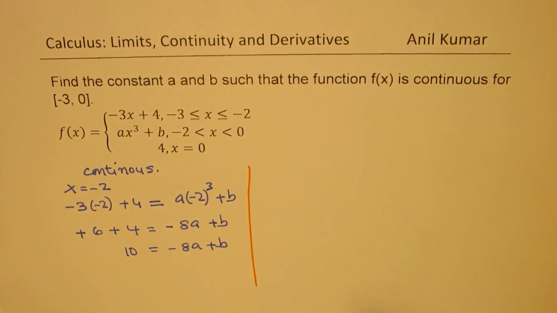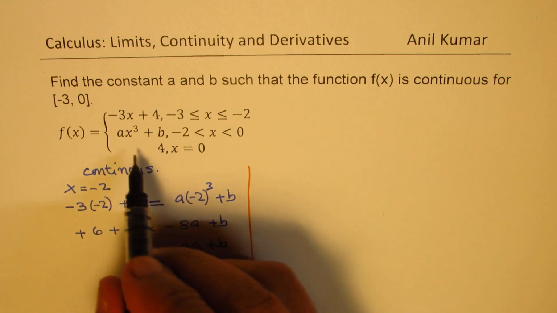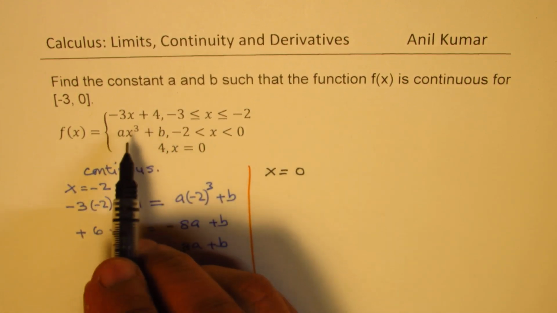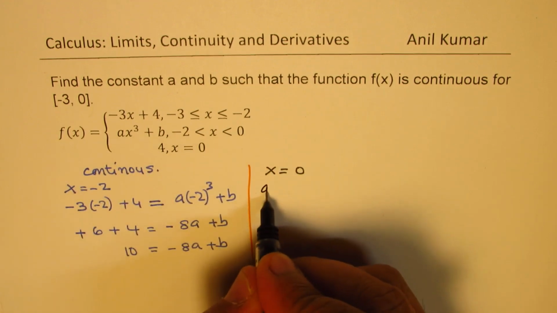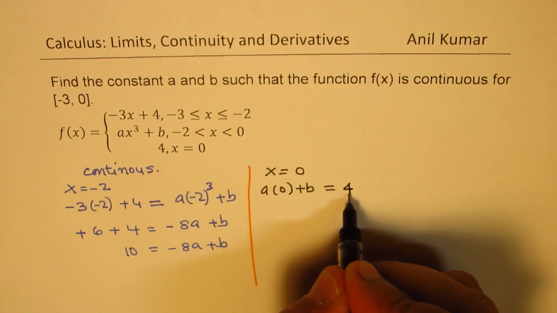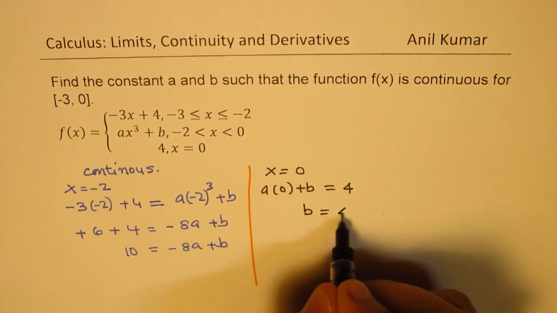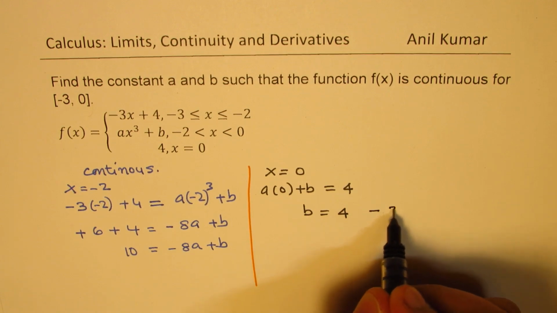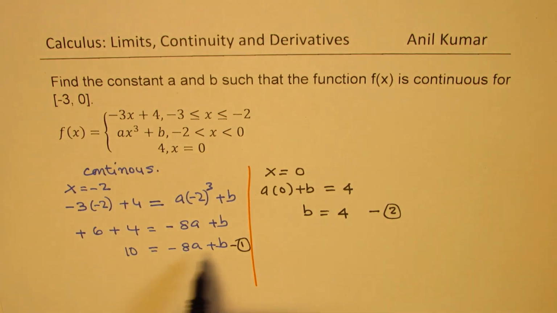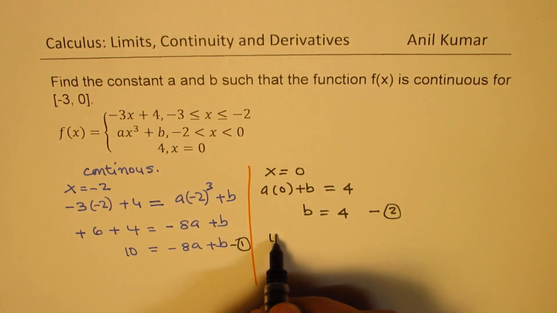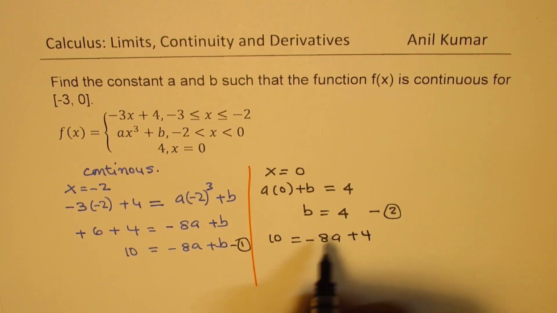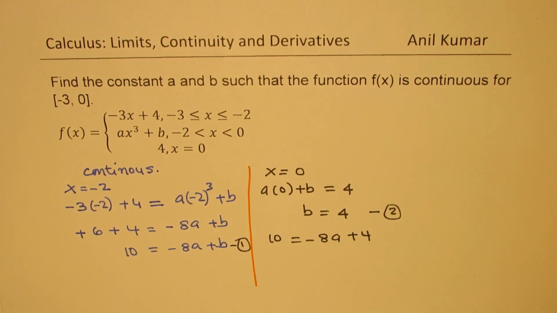The second one we'll get from the other two. So at x equals 0, we should match the values. On the left side, we get a times 0 plus b should be equal to 4, right? So that gives you directly the value of b as 4. Now let's say this is equation 2, this is equation 1. Now we will substitute 2 in 1. So we get 10 equals minus 8a plus 4. And from here, we can find what a is, correct?